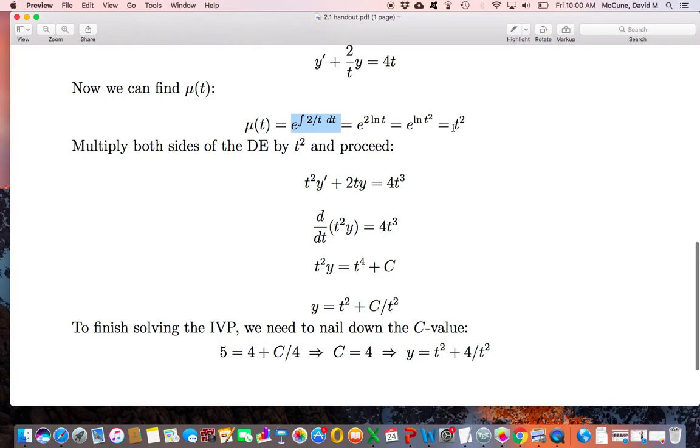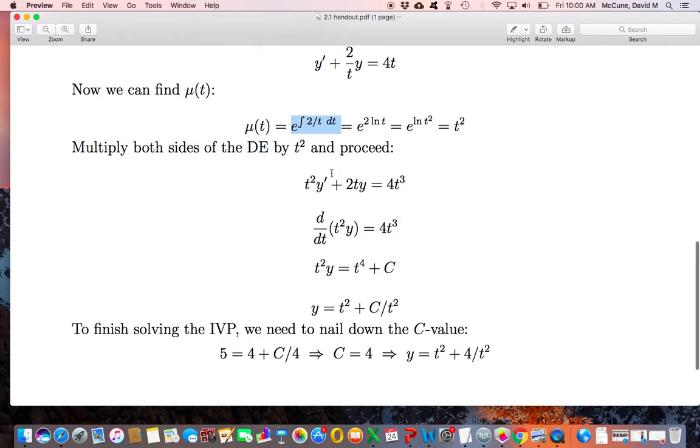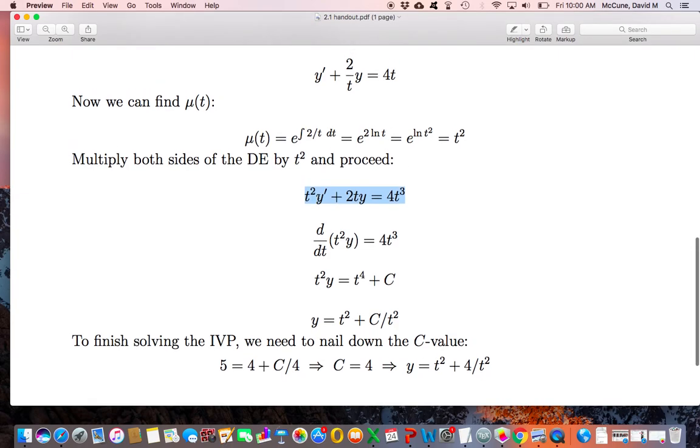Now, once we have our mu, we multiply both sides of the DE by that mu. So I put a t squared everywhere. There's a t squared in the y prime, 4t becomes 4t cubed, and so on. And again, the whole reason we were doing this is so that this left-hand side is the end result of a product rule having been taken here. So the derivative of t squared y, the derivative of mu y, is this.